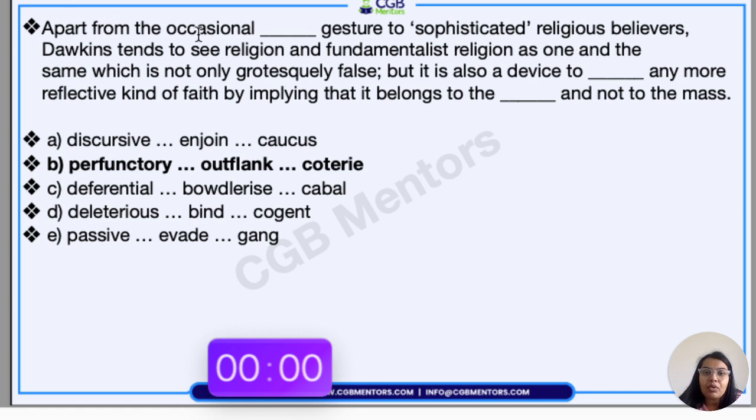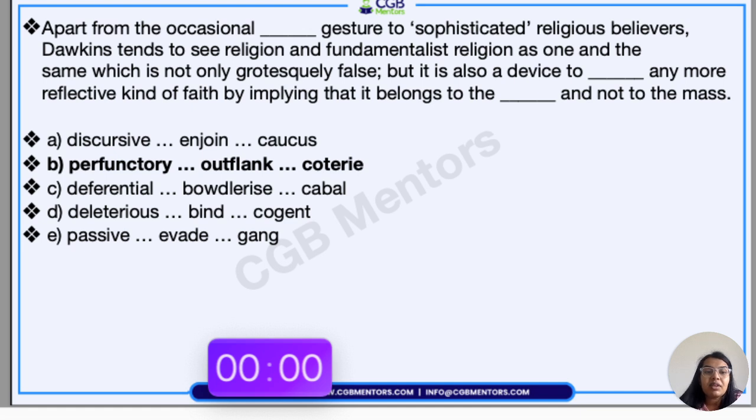So apart from occasional discursive gesture to sophisticated religious believers makes no sense, because discursive means something which is, here and there, verbose, full of something. It also means something which is quite elegant. So that is also not a correct adjective here to explain gesture.